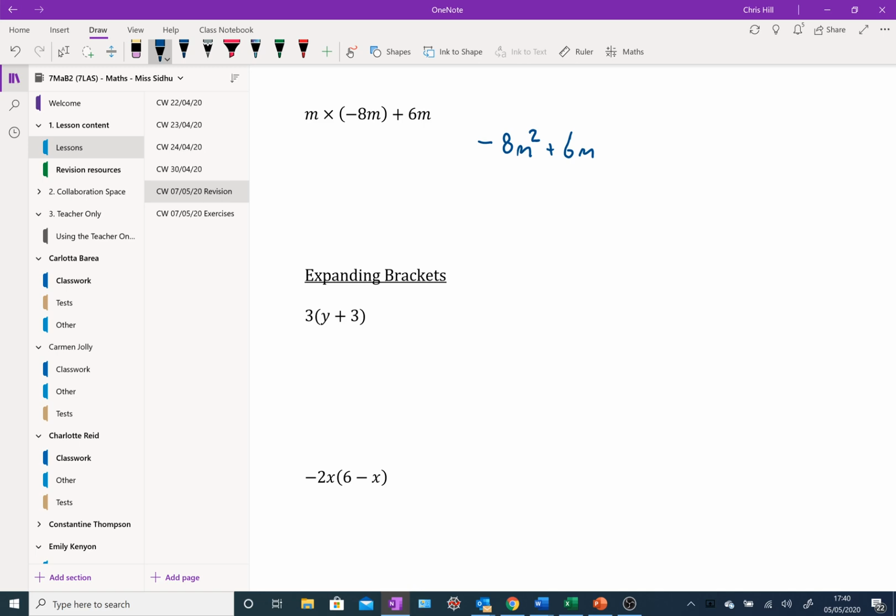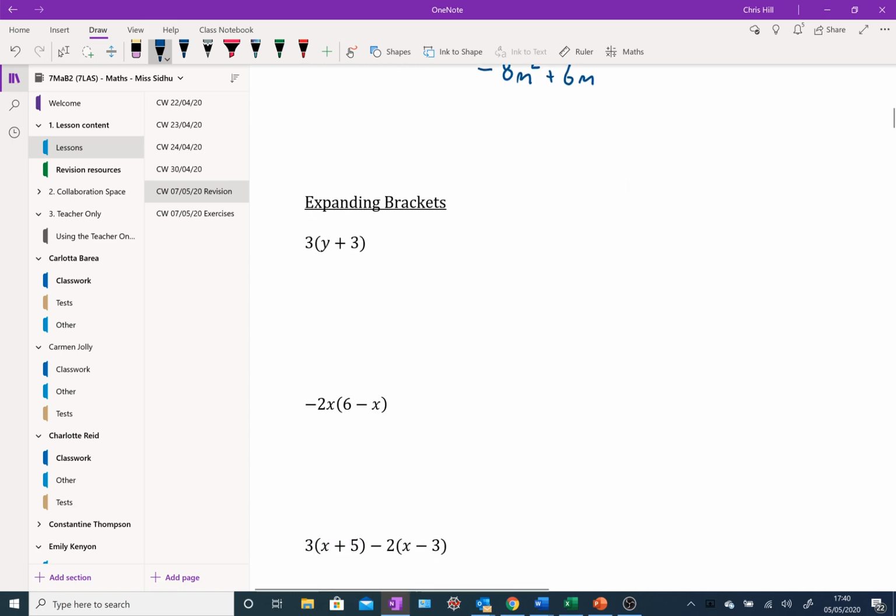We can't simplify this anymore because we can't combine terms. We can't combine m squared with m. We have to leave them separate.